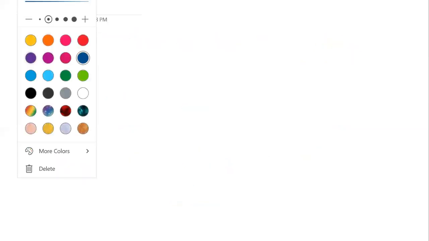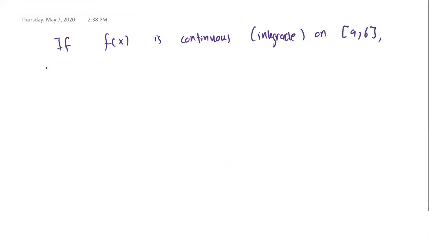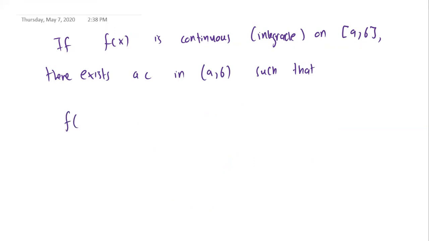Okay. Then what did the mean value theorem say? If your function is integrable, which is the same as continuous, on an interval a, b, then there exists a c inside this interval such that the function value, so don't confuse this with the mean value theorem for derivatives, the function value, not its derivative, just the function value of c equals this mean value. Remember, this is the average value of the function.